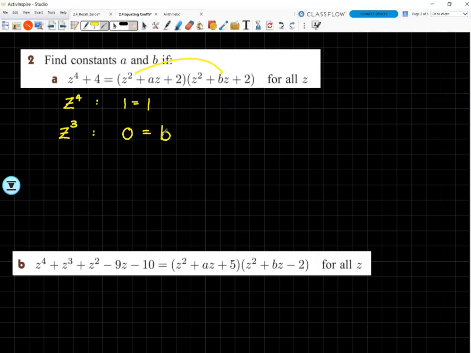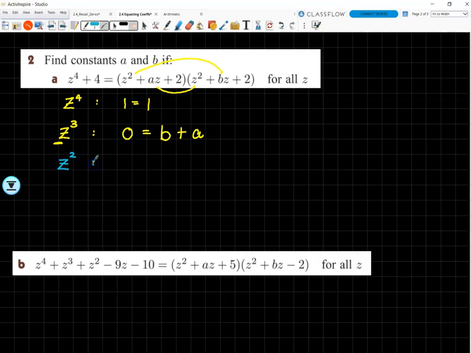So try and not write the bz. We don't care. We've got the z happening here. We're just looking at the coefficients. And of course, if you can get a z cubed by z squared times z, well, you can also get it by z times z squared. So we've got 0 equals b plus a. And go to the next.